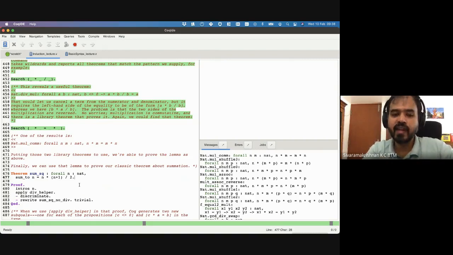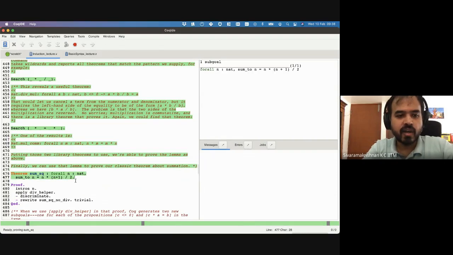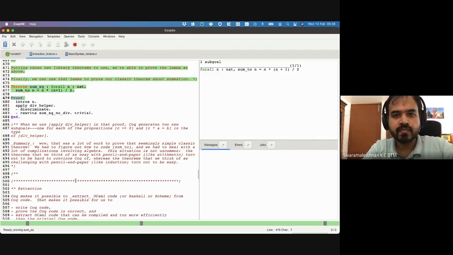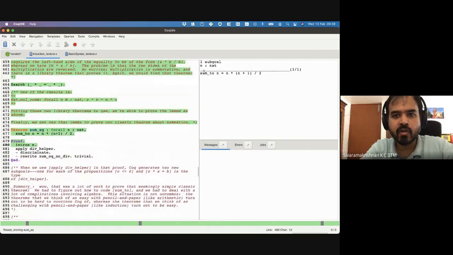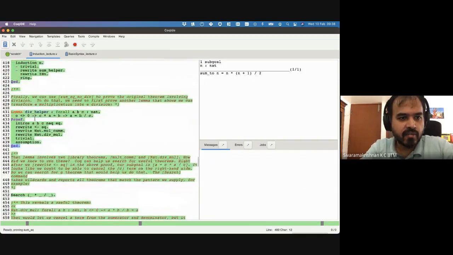So now we are finally there to prove what we wanted to prove. Okay, so we are now proving sum to n is n times n plus 1 divided by 2. So we do the introduction, right? And then we are going to make this formula into a form which is multiplying 2 on both sides, right? We are going to use the div helper to do that. So we have a divided by 2 here, right? And we are going to convert it into this form.